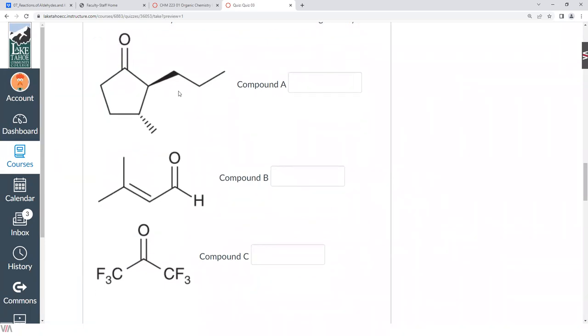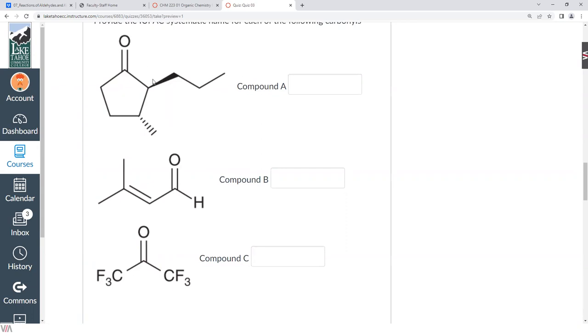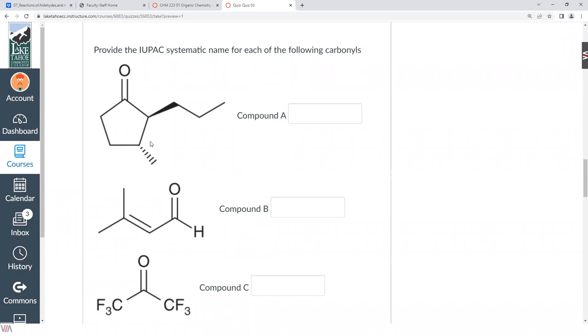All right, naming carbonyls. Nothing particularly tricky, right? It's just a matter of recognizing your functional group, remembering the suffix that goes with it, and then maybe doing some R/S assignment. So for A, it's a ketone. So this would be cyclopentanone, the parent name. And then we're assigning priority here for the carbon circled in red. 1, 2, 3, and 4 is already into the board. So this first one, the one in red, carbon 2, is going to be S. So it's going to be 2S.